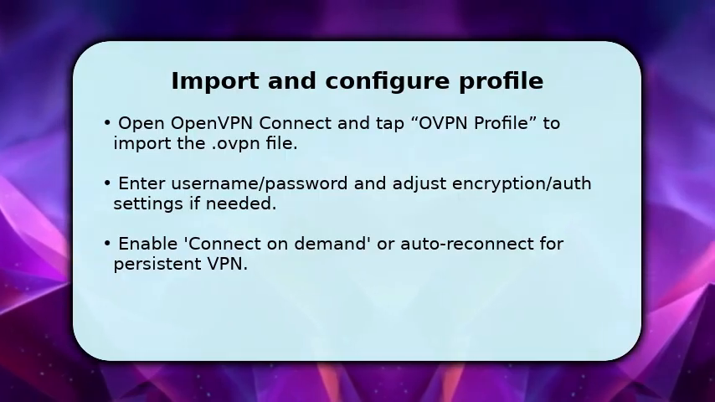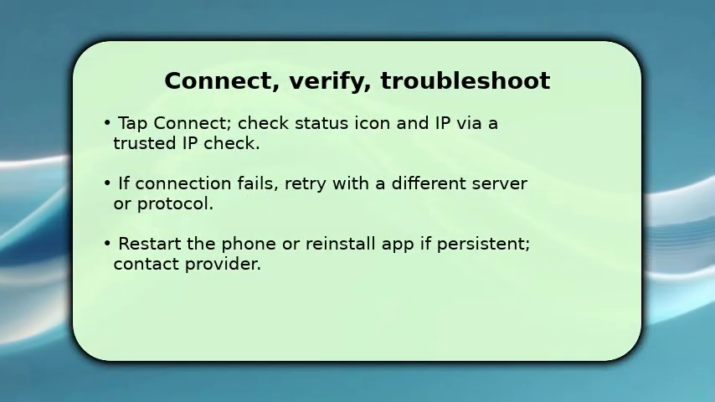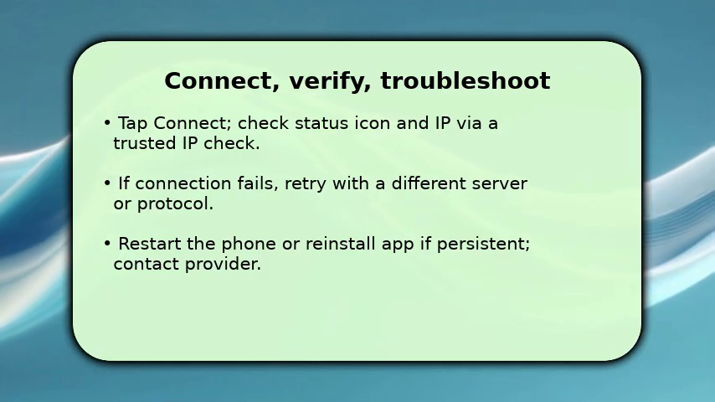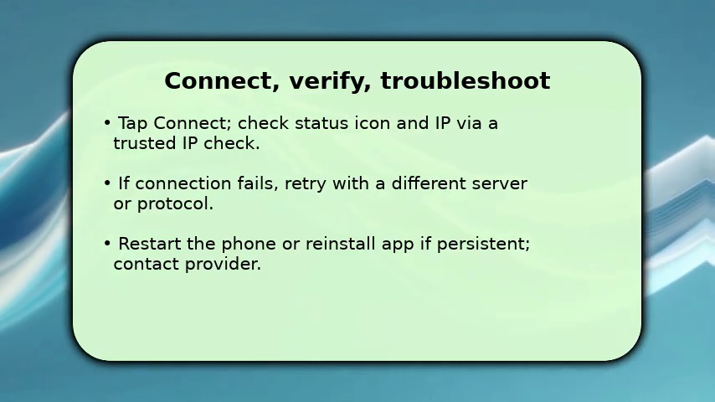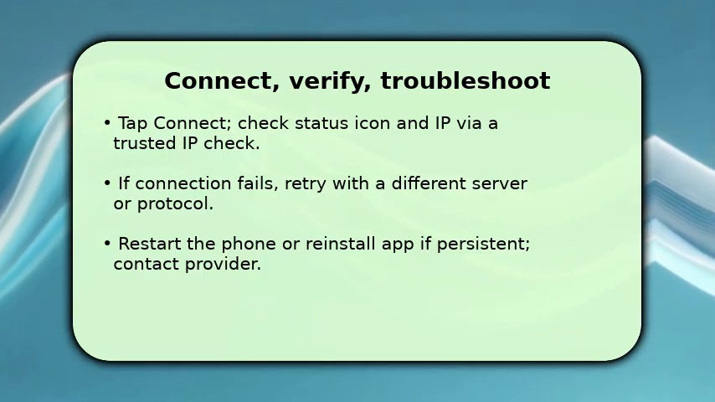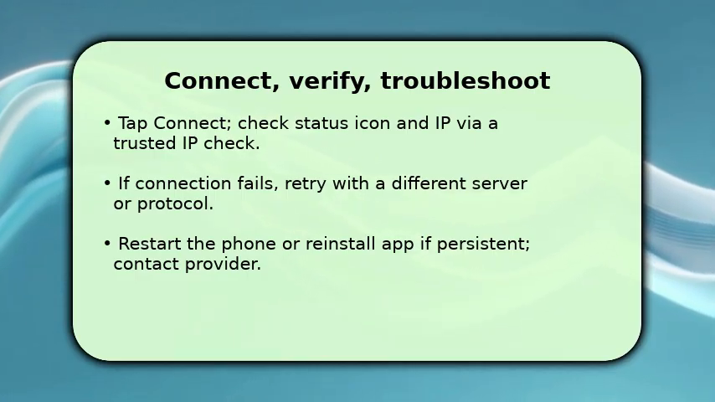You finish by tapping Connect and watching the OpenVPN status indicator. Once it shows connected, verify your IP and location with a trusted online check to confirm traffic routes through the VPN. If it fails, switch servers or change protocol in the profile. Sometimes TCP versus UDP resolves flaky connections.